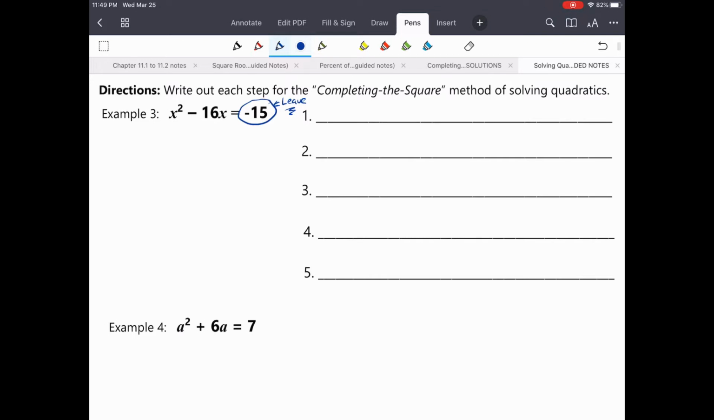All right, so the first step is to find half, or take half. Obviously, I can't spell half. All right, find half of negative 16, which is negative 16 divided by 2, which is negative 8. All right, and then the second step will be to square negative 8, like that. And you get positive 64.